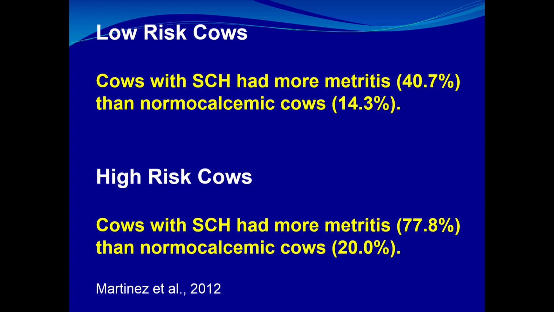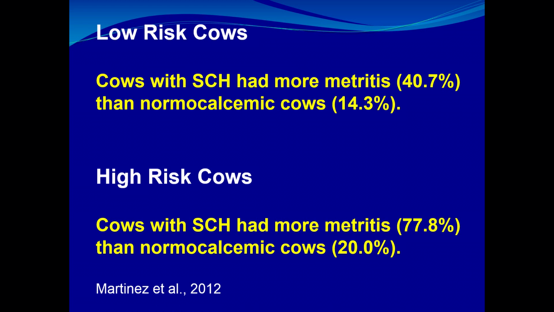Now, when we look at the low-risk cows, these are cows that calved normally, no problems. Those cows with subclinical hypocalcemia, blood calcium below 2.15 millimolar, they had 41% metritis. Normal calcemic cows, 14% metritis. So subclinical hypocalcemia made them worse. We look at the high-risk cows. Now we've got cows with subclinical hypocalcemia. Almost 78% of them had metritis. We look at the normal calcemic cows, 20% had metritis. Pretty interesting indictment of hypocalcemia.